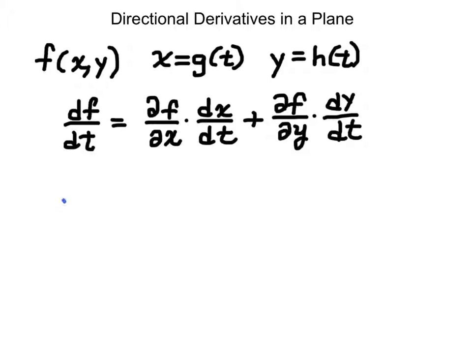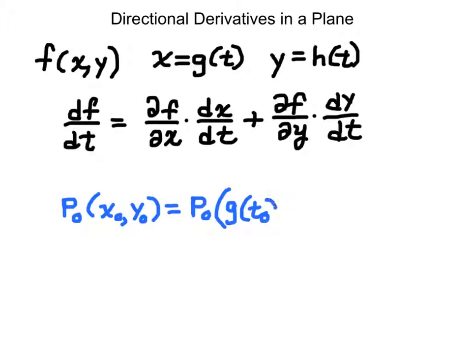At any point p naught of x naught and y naught, where this is a specific point, it is of g of t naught, because we know that x is a function of t, and h of t naught, because we know that y is a function of t. Let's move that up.